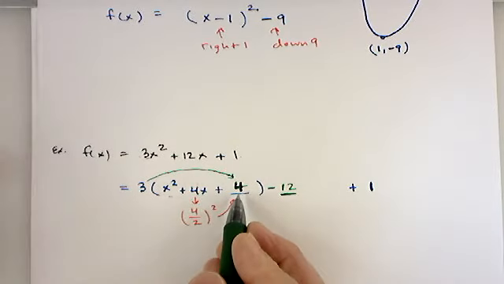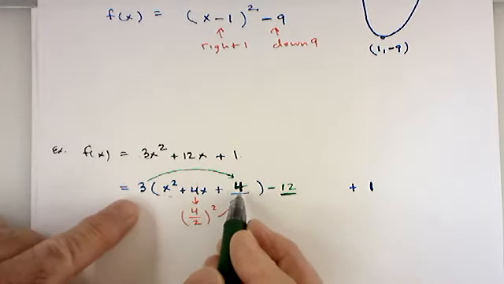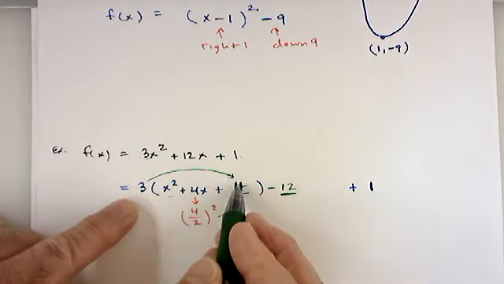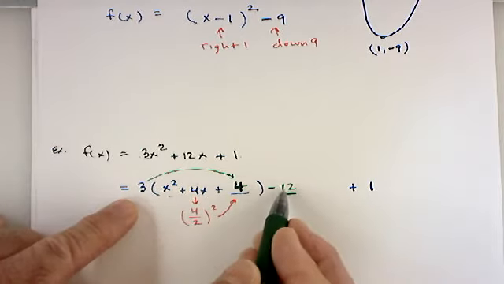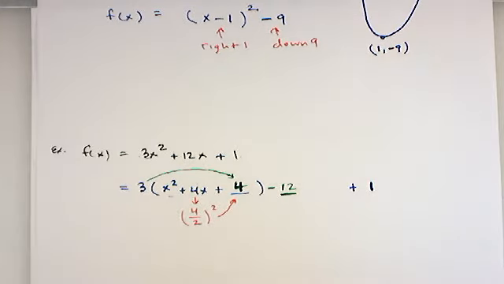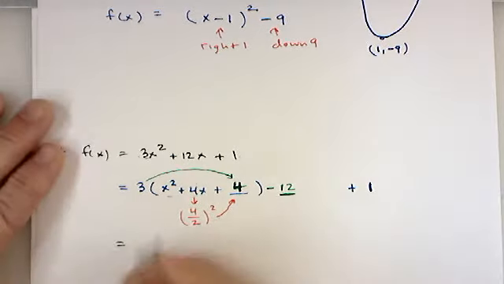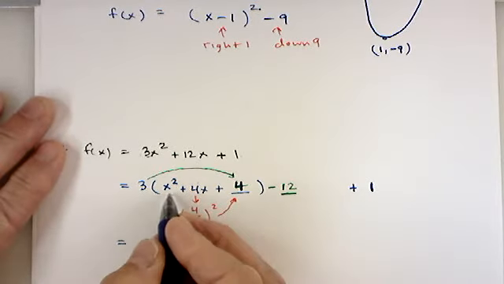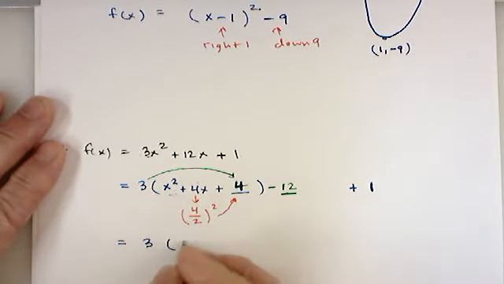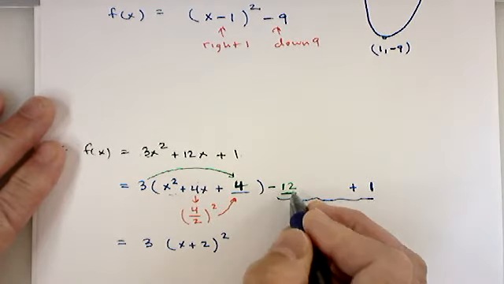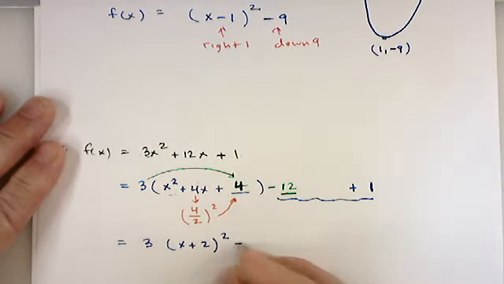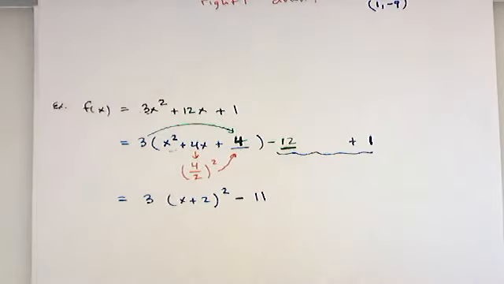Take a second and convince yourself why I'm doing that, right? By putting that 4 there, it's really acting like a 12. So I need to subtract 12 to make sure I'm not changing the problem. Okay, after that, we can then rewrite x squared plus 4x plus 4 as x plus 2 squared, and I can take the negative 12 that I compensated with plus 1 and make it minus 11.